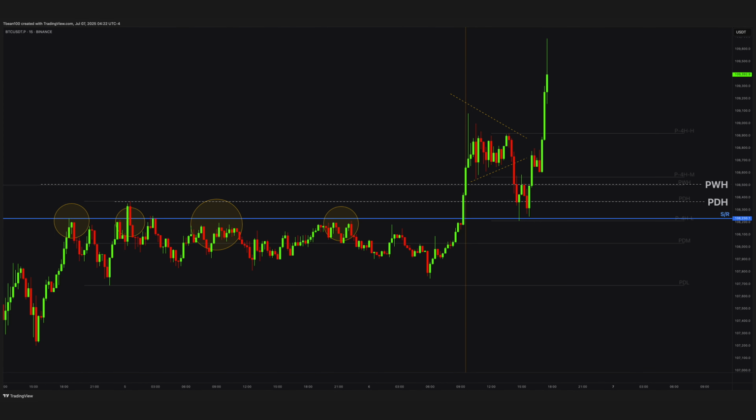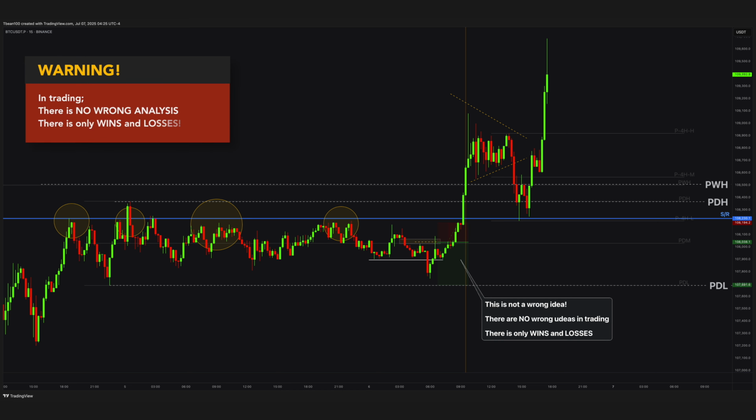I have to talk about a very specific thing here. This is the PDL level, the previous day's low level. Just look at it carefully. Price is extremely close, hunting the PDL. But it's also not far away from the PDH as well, the high level. Right at this point, if you try to take a trade like this one here, this is not a wrong idea. There are no wrong ideas in trading. There are only wins and losses. Please do not overthink about it.